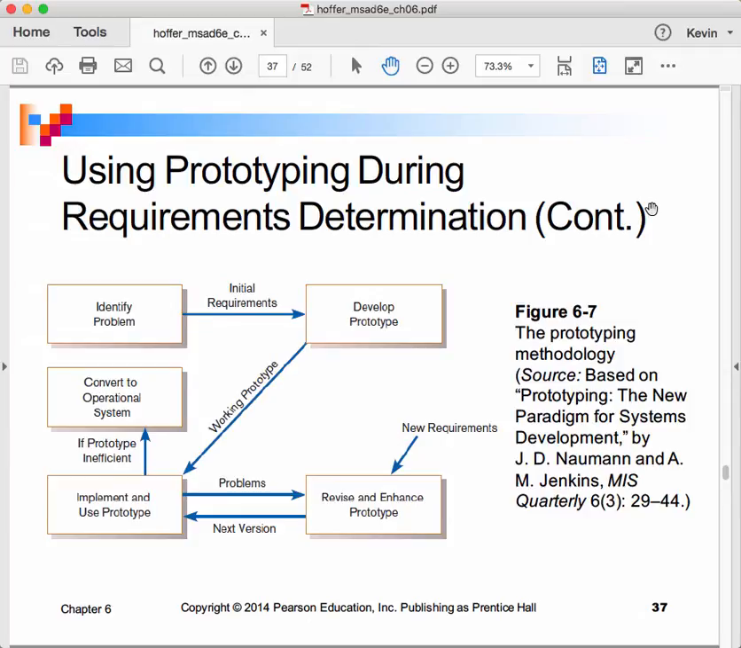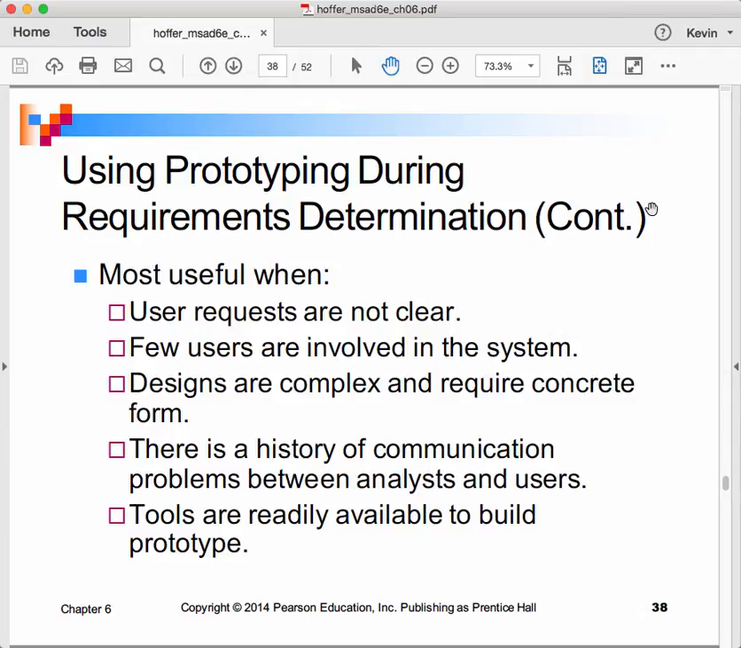And here is a diagram about how you might take a prototyping approach. And I'm just going to leave that there for your reading pleasure. I've already said what's on this slide.